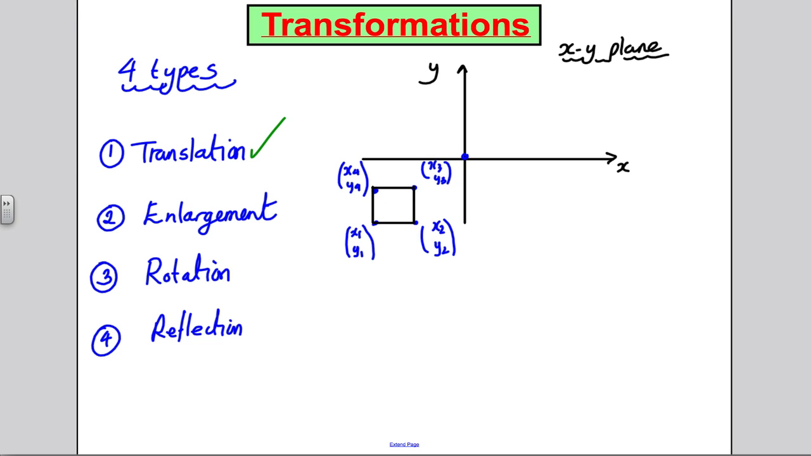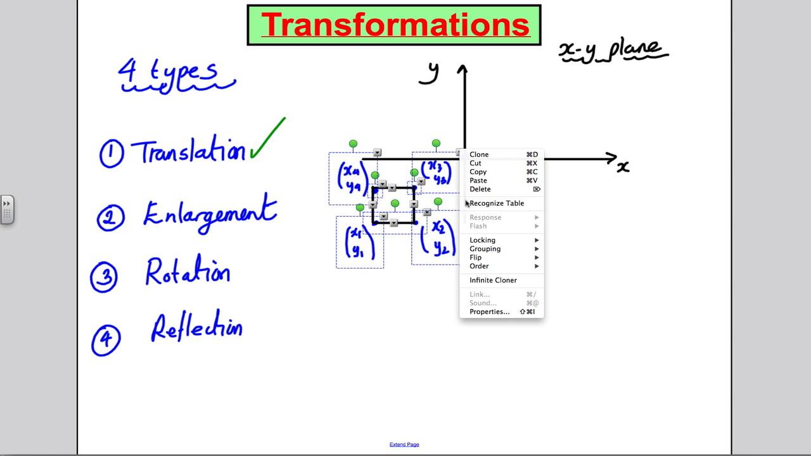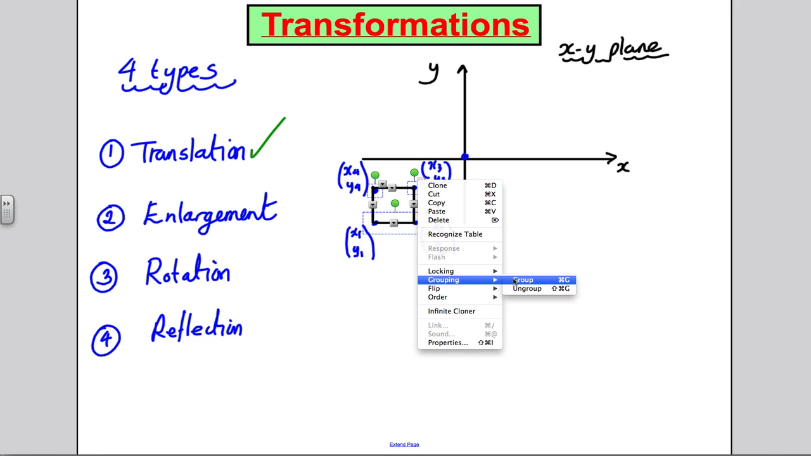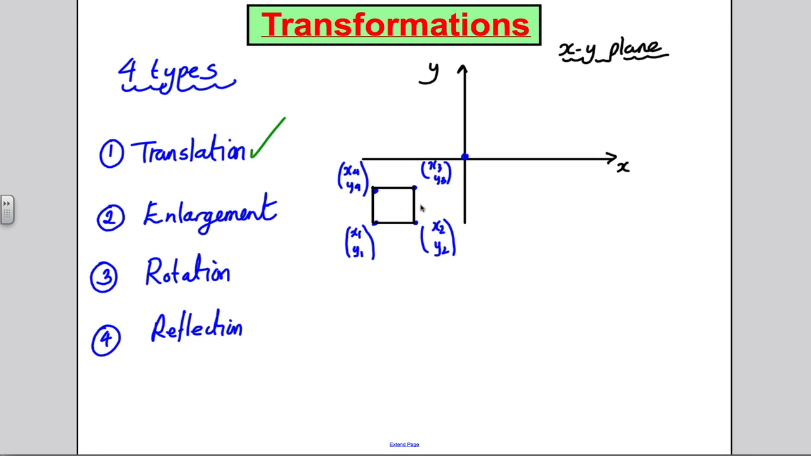Okay, I'm going to just group these here. Now, imagine I performed a translation on that shape. I moved that shape according to some vectors. Say I moved it 10 right and 10 up. That shape then might look something like, I move it 10 units, 1, 2, 3, 4, 5, 6, 7, 8, 9, 10. 1, 2, 3, 4, 5, 6, 7, 8, 9, 10. Say I move it up there. Say it looks like that.